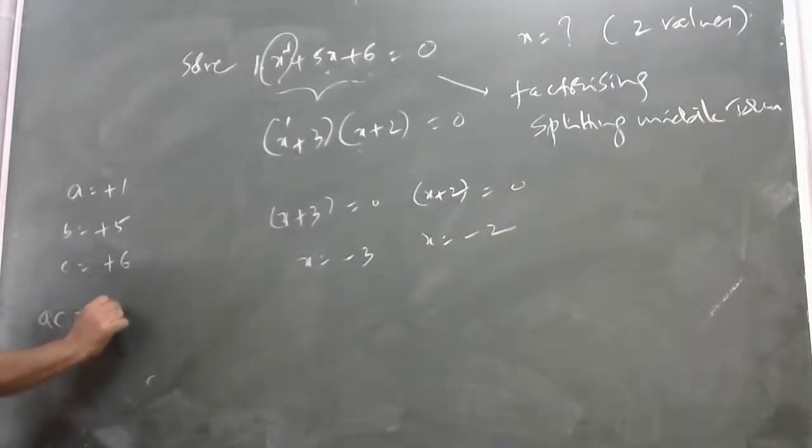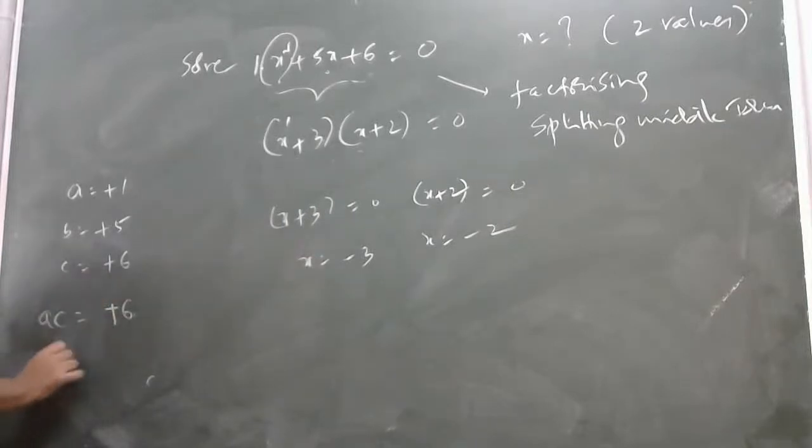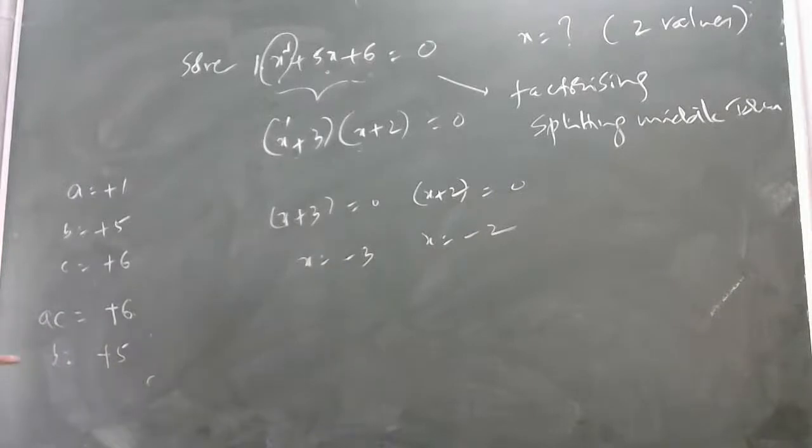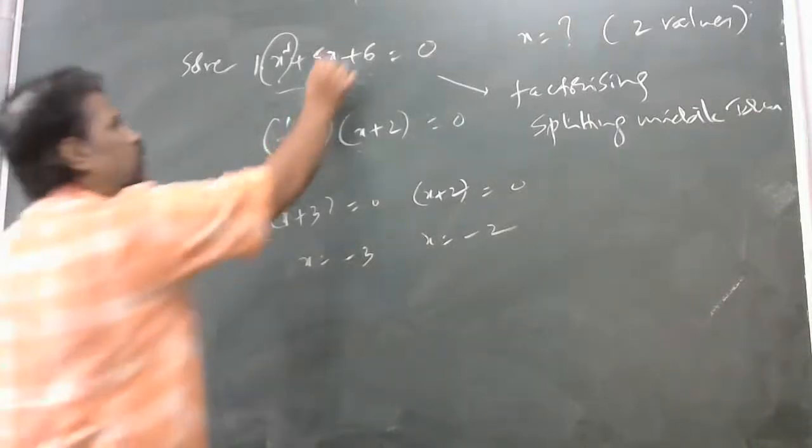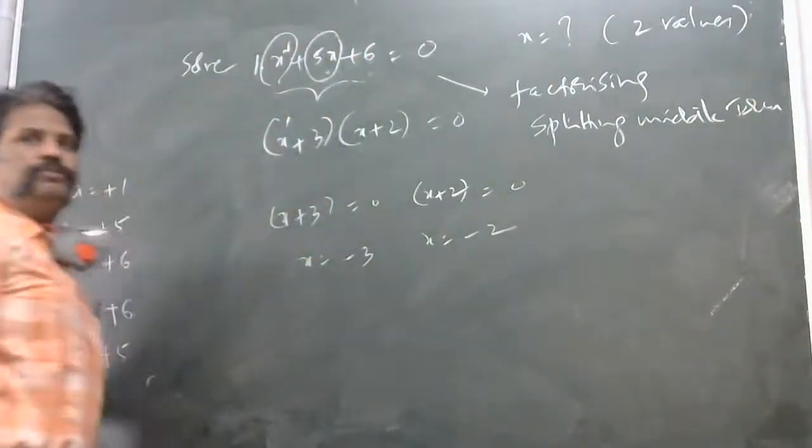Plus 1 to plus 6, how much will come? 6. And B is equal to plus 5. Number with sign. Right? Now, there is a technique of splitting the term. Only the middle term I have to split, because that is called splitting the middle term. What is the middle term? This I have to split.